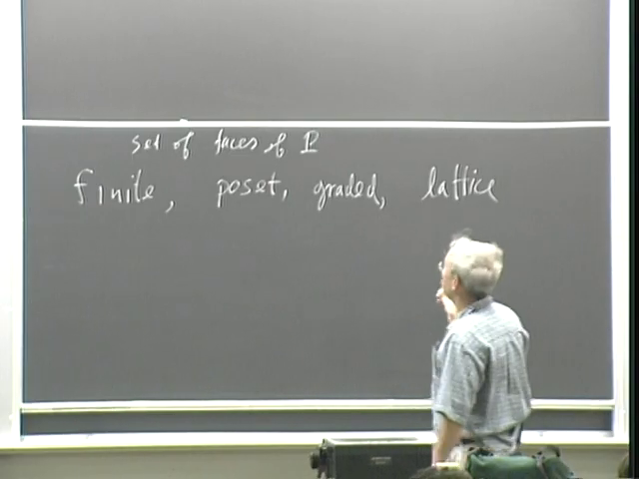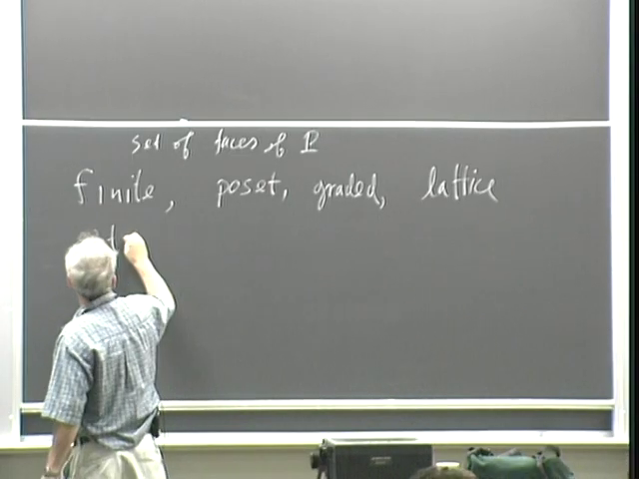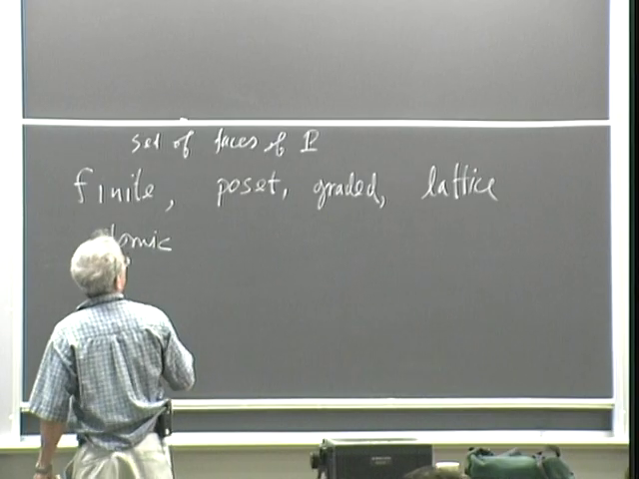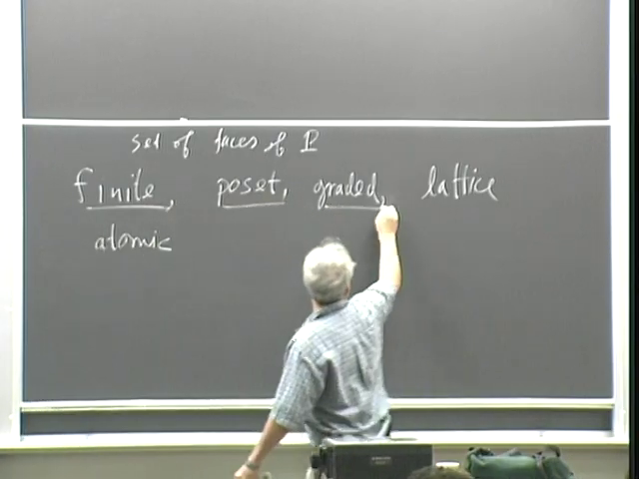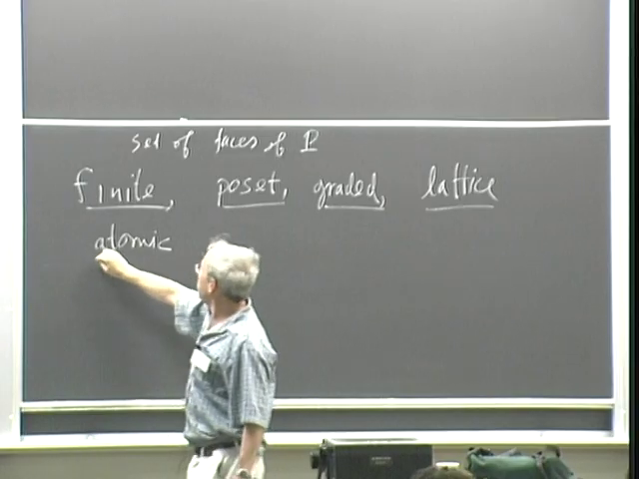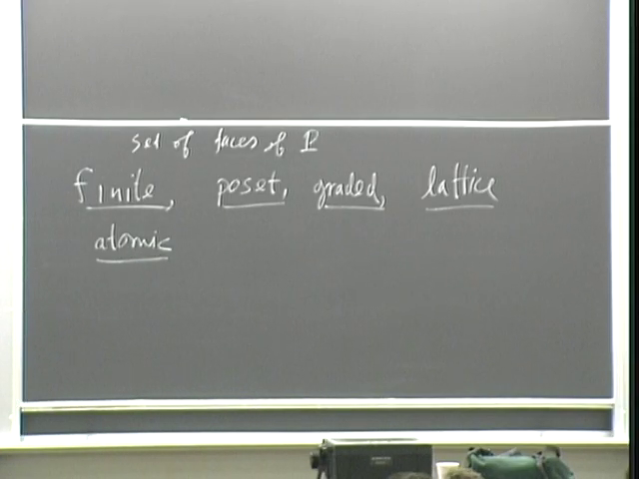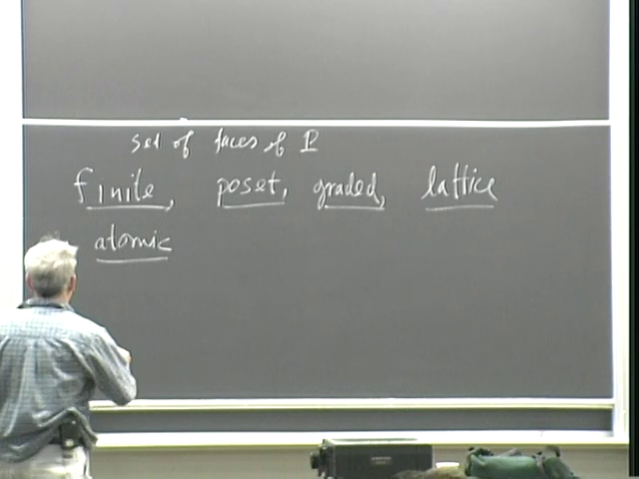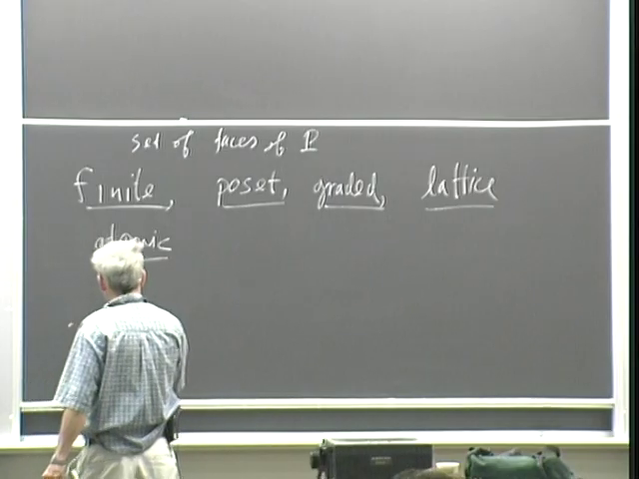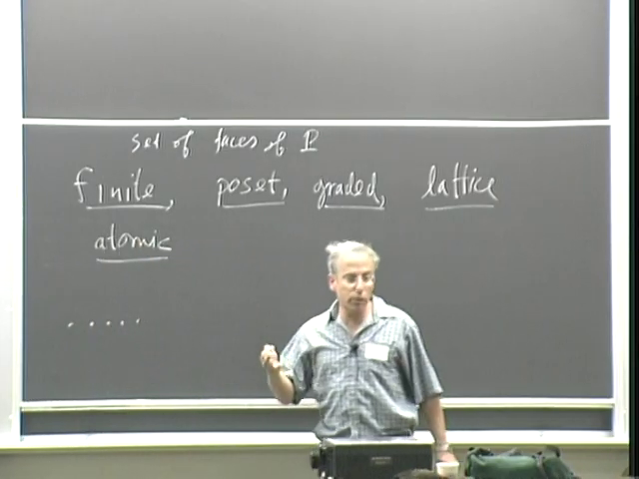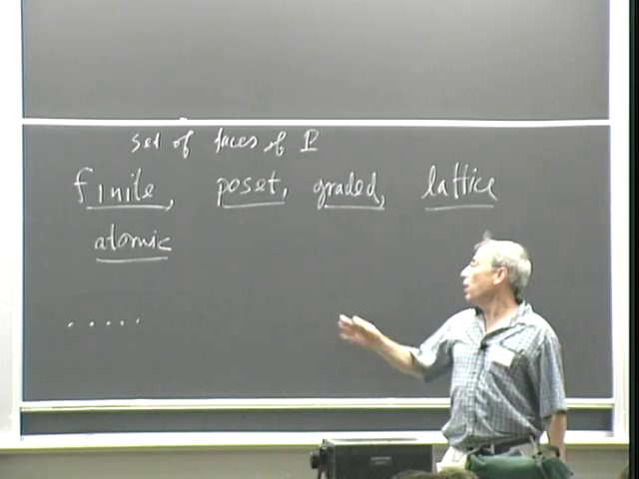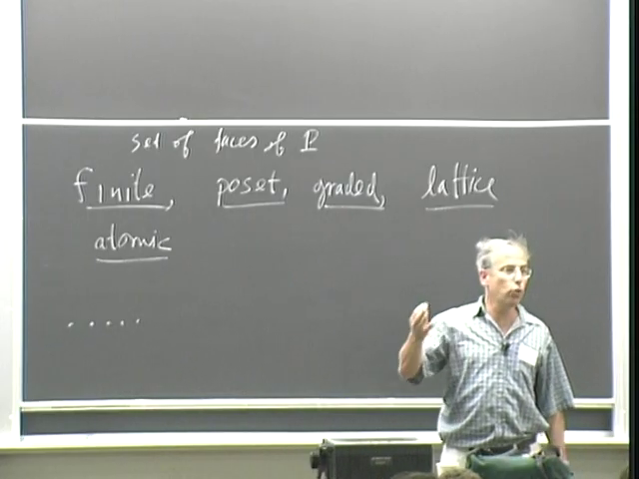So it's also atomic. So finite, graded. It's a lattice. It's atomic. This means that the elements which are join irreducible, which are not the join of two other elements, are atoms, are ranked in the bottom. So every face which is of dimension bigger than 0 has vertices, and it's the join of its vertices.